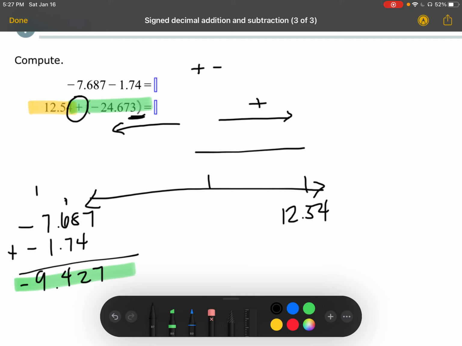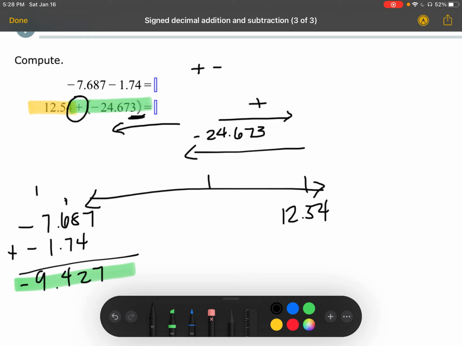So we're gonna move this way. Okay. We're going to move left 24.673. Now, what I want you guys to understand in this case is that your number is going to be negative. Like you're moving to the left, negative. So your number is going to become smaller.